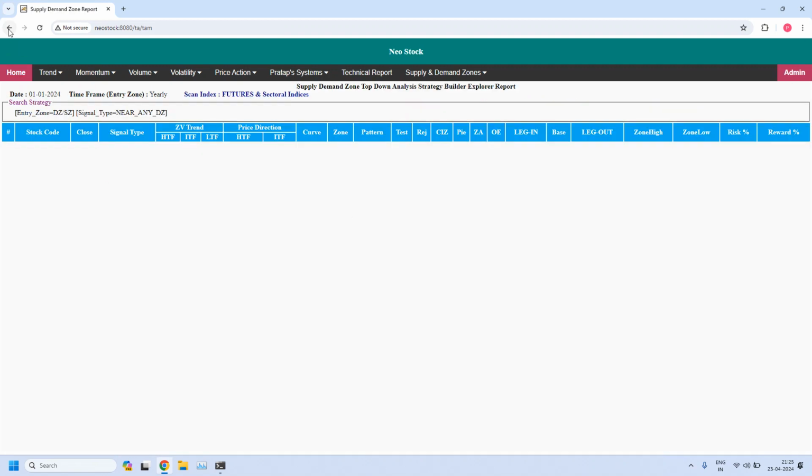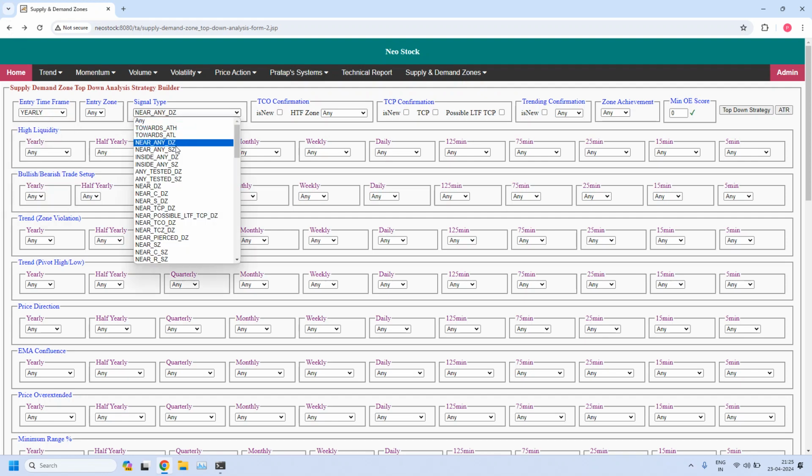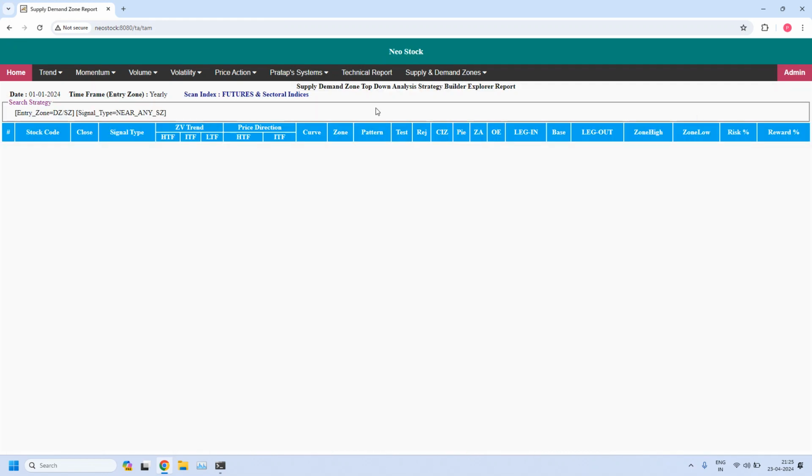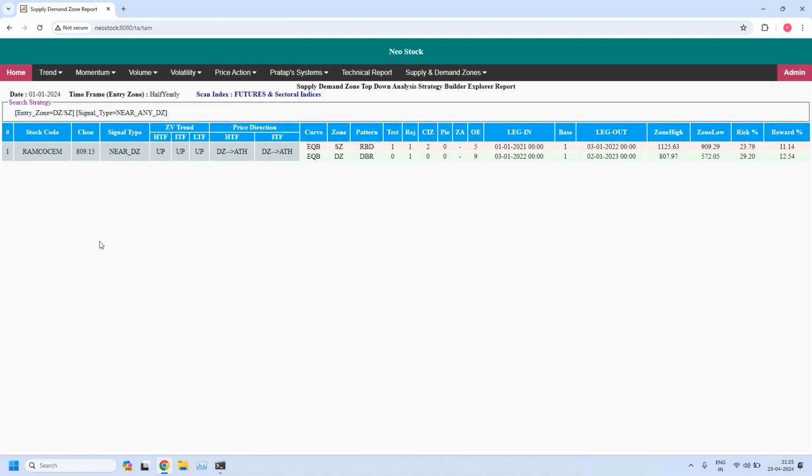No stocks are available. So let me go back. For yearly time frame, let us find the stocks near yearly supply zone. No stocks are available. I am going back, changing the time frame to half yearly. Let us find the stocks near half yearly demand zone. Oh, one stock is filtered, which is near to the half yearly demand zone.